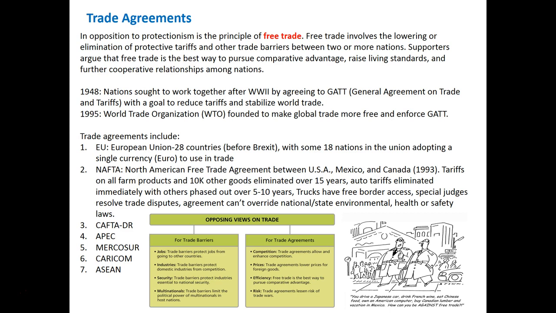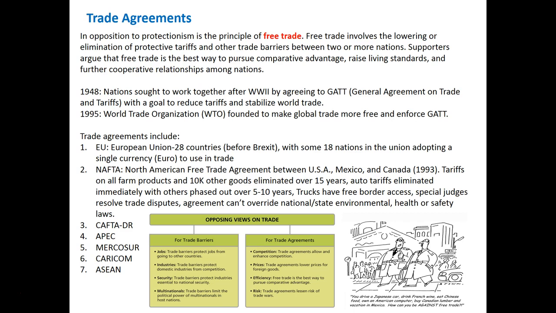We did something similar with NAFTA, which stands for North American Free Trade Agreement. This was between the United States, Mexico, and Canada, and you can see some of the provisions there. And there's some others, as you can see, that are down there, and as you look through the textbook, you'll be able to get more details on those.